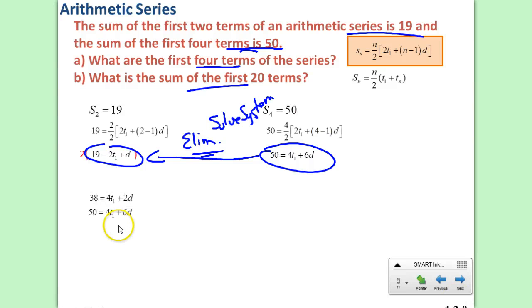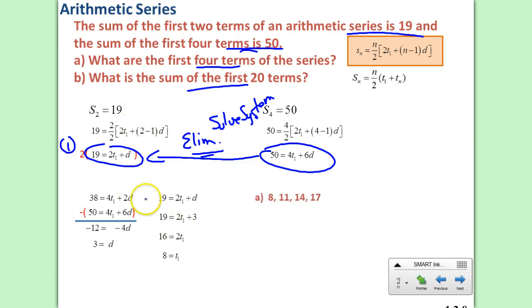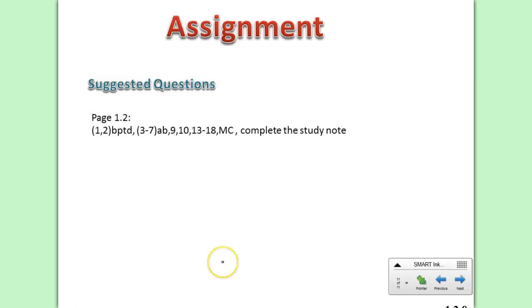Solving that system, we simply use equation 1, and I multiply equation 1 by 2, and I then line them up together and I subtract. And when I subtract, the t's cancel out, and I'm left with minus 4d equals 12. That means d equals 3. I then can go back to the equation, substitute in d, and I find out that t1 is equal to 8. Now I can answer my questions. The first four terms are 8, 11, 14, and 17. And in B, the sum of the first 20 terms, because I now know all the unknowns, d is 3 and t1 is 8, and the sum of 20 terms is equal to 650.